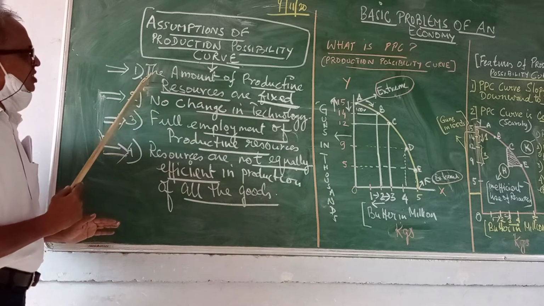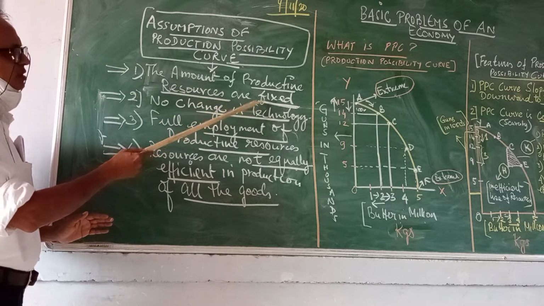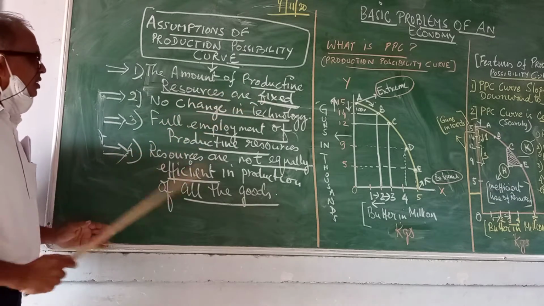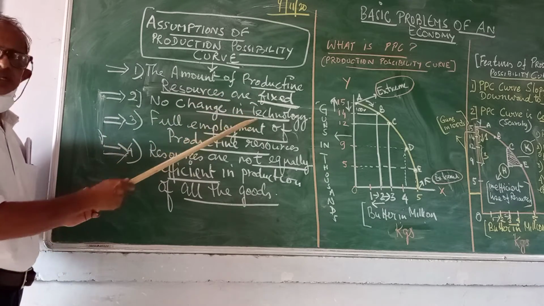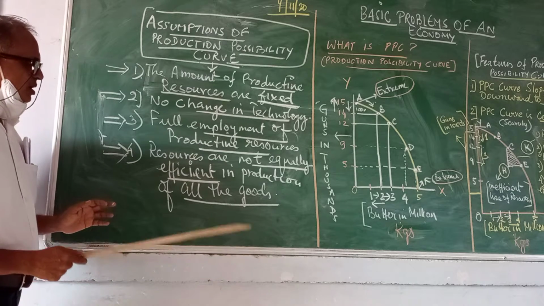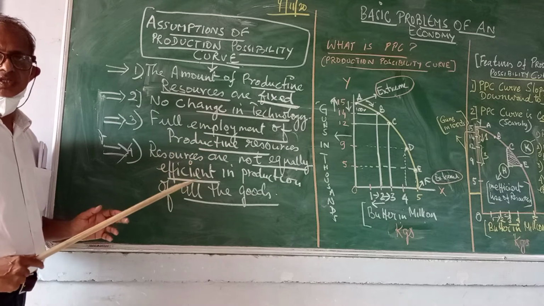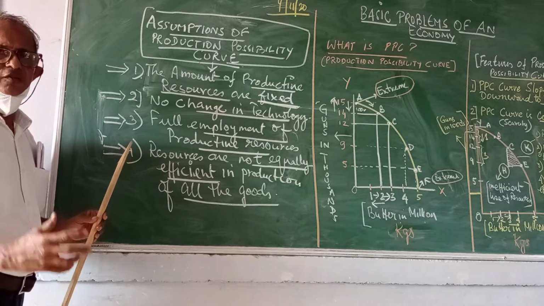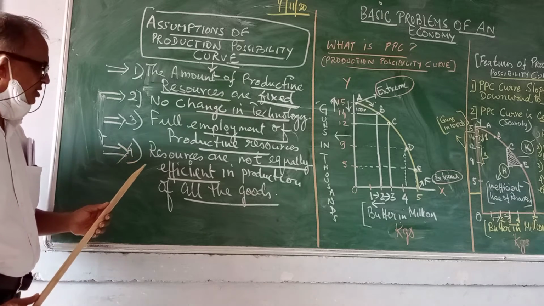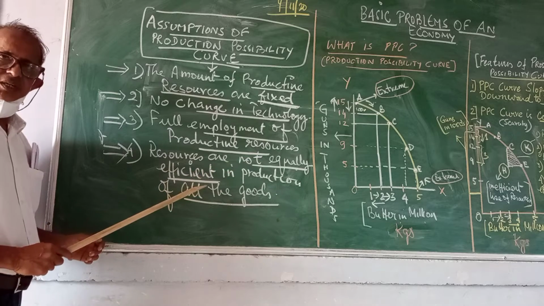So the first assumption is that the amount of productive resources are fixed. These are very important words. The amount of productive resources are fixed. The second assumption is that no change in technology takes place. There is no change in technology taking place. And the third assumption is that there is full employment of productive resources. That is, resources are completely and fully employed. Employed here is used in the sense that it is being utilized. And the fourth assumption is resources are not equally efficient.